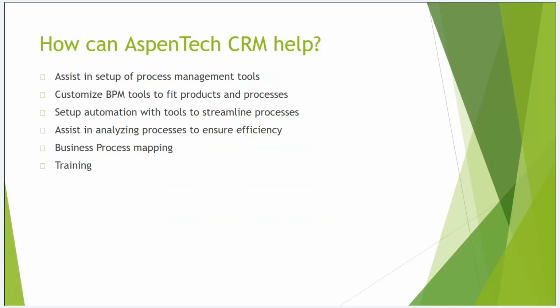So how can AspenTech help? We can assist you in setting up any of these tools that we've gone over, and we can customize any of these tools to better fit your products and processes. We can set up automation with these tools to help streamline your processes. We can assist in analyzing your processes to ensure they're as efficient as possible. We can perform business process mapping. We can also train your users on best practices when using these process management tools.